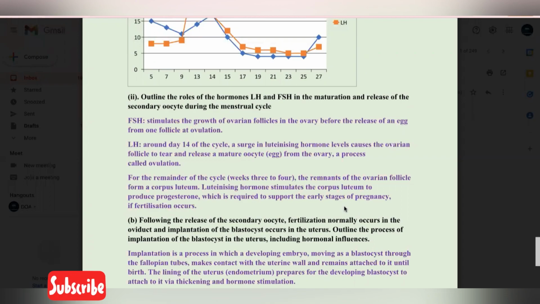Now, the remnant of the ruptured ovarian follicle is called the corpus luteum. Luteinizing hormone therefore stimulates the corpus luteum to produce progesterone and estrogen also. Estrogen is going to build the lining of the endometrium, but progesterone is going to maintain it. And both estrogen and progesterone are required to support the early stages of pregnancy if fertilization occurs.